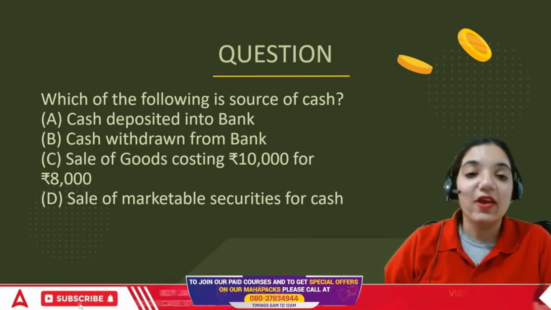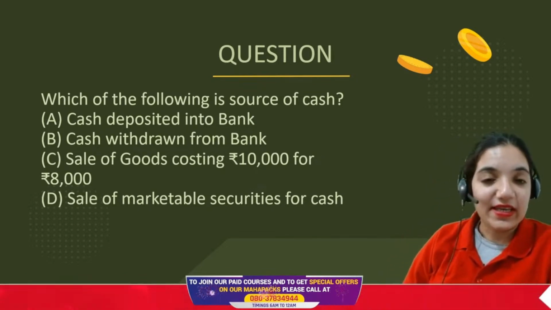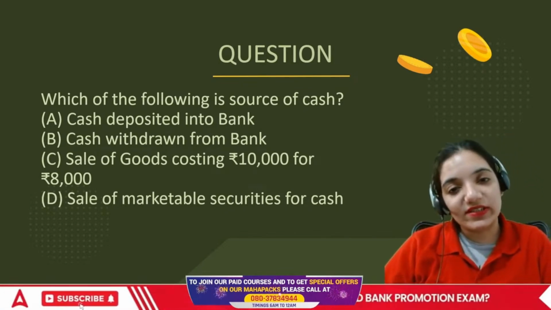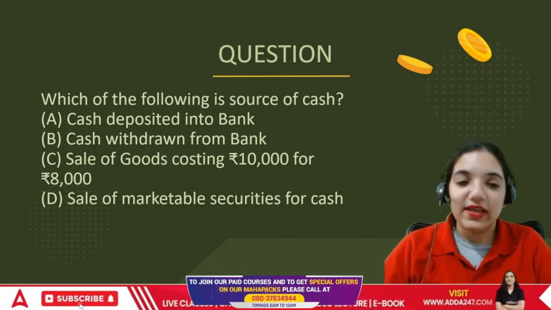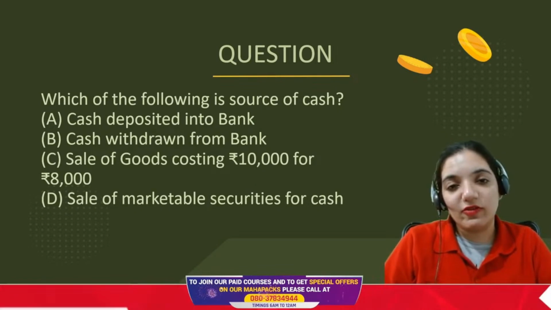Which one of the following is a source of cash? Source means from where you're going to get cash. Cash deposit into bank, cash withdrawn from bank, sale of goods costing 10,000 for 8,000, and then we have sale of marketable securities for cash. Which of the following is a source of cash?